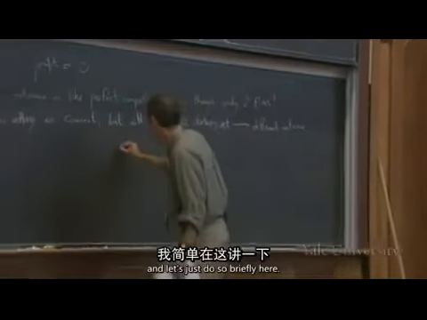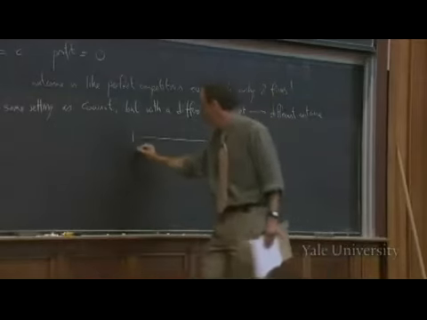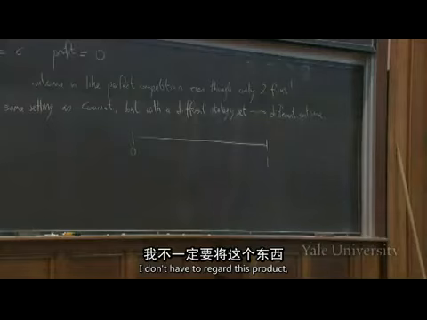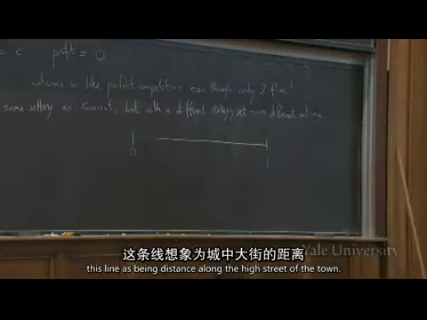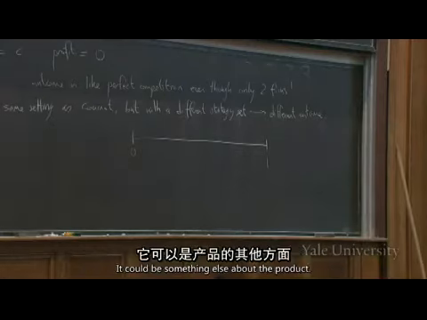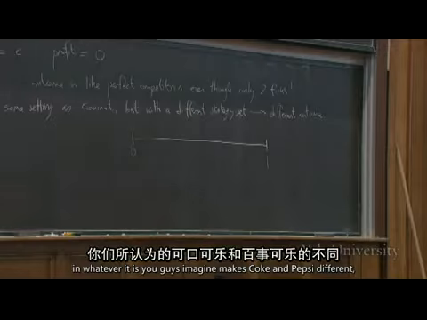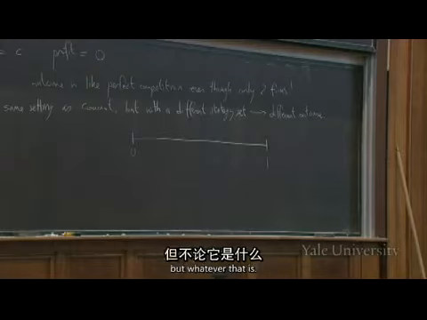Let's just do so briefly here. So let me just redraw the town. Here's my town again. I don't have to regard this line as being distance along the high street of the town. It could be something else about the product. So for example, in whatever it is you imagine makes Coke and Pepsi different, it could be that thing. I don't quite know what that is, but whatever that is.